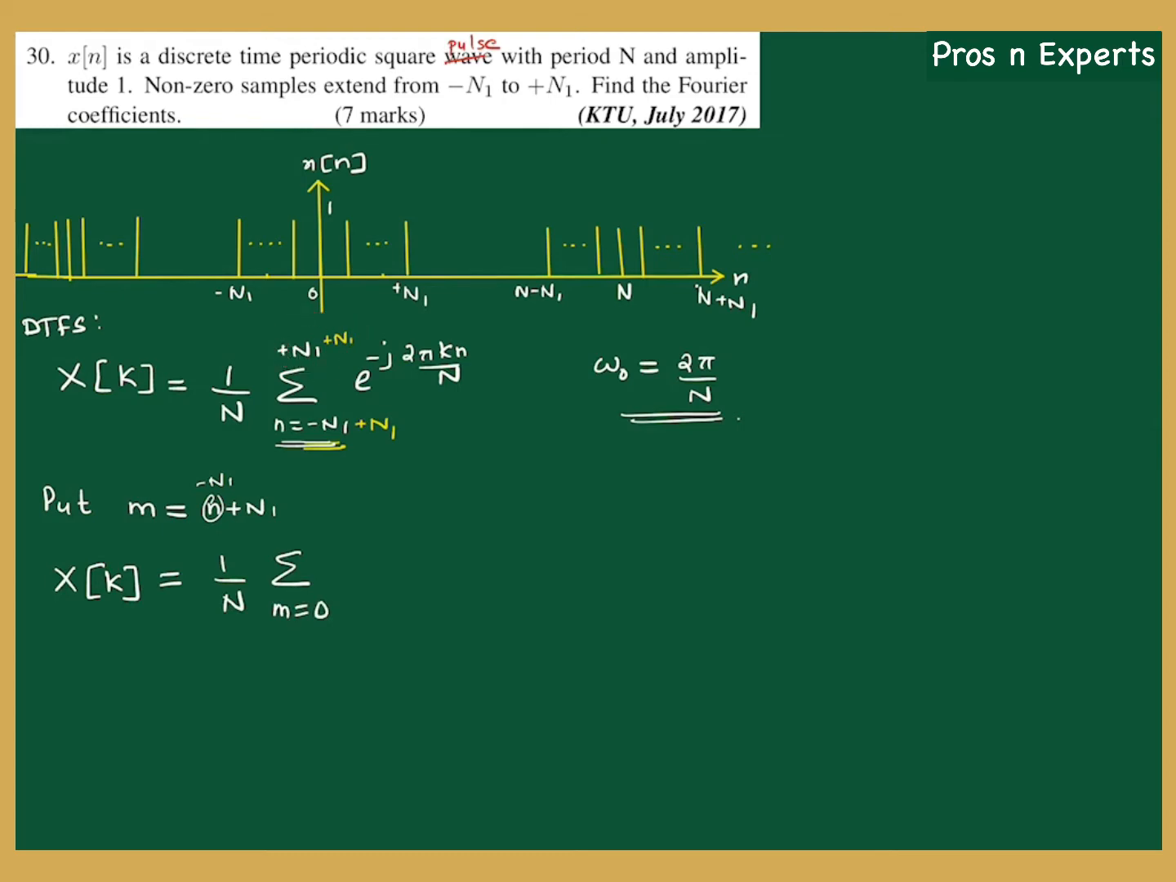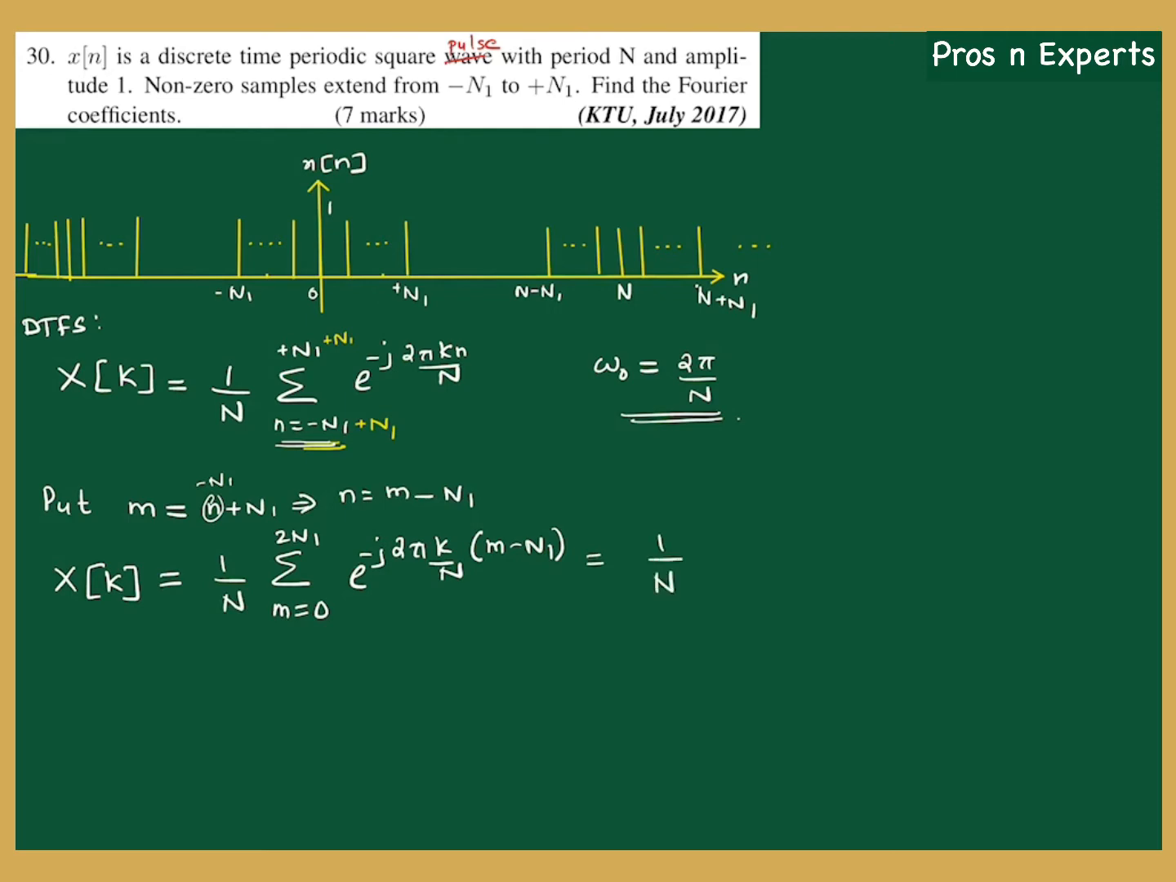It becomes 2n1. n1 plus n1 is 2n1. So 2n1 e raised to minus j2 pi k by n into... Take care that no more n can be used because we are changing the variable to another one, m. So what is actually n from this equation? N equal to m minus n1, right? So we have to write m minus n1 instead of n. Okay, this is very clear.